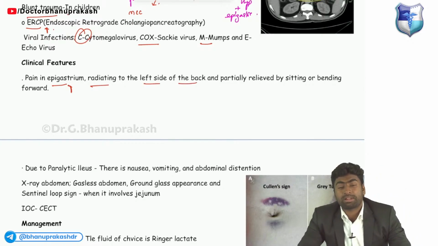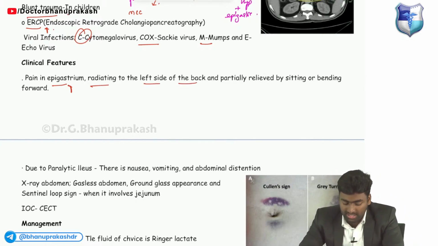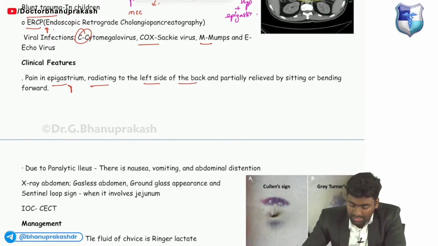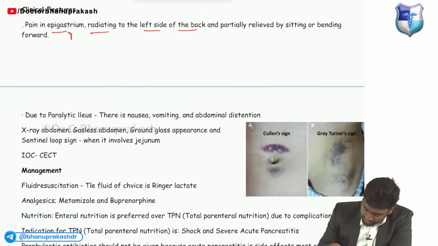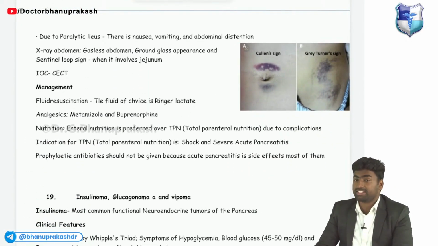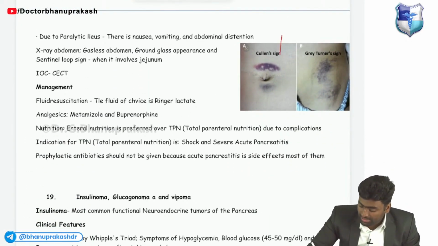Okay, there will be this prayer sign, also known as Mohammedian prayer sign. Yeah, this question has come many times, okay, about this pancreatitis. So you should be vigilant enough. Fine. And this pancreatitis can lead to this kind of complications.